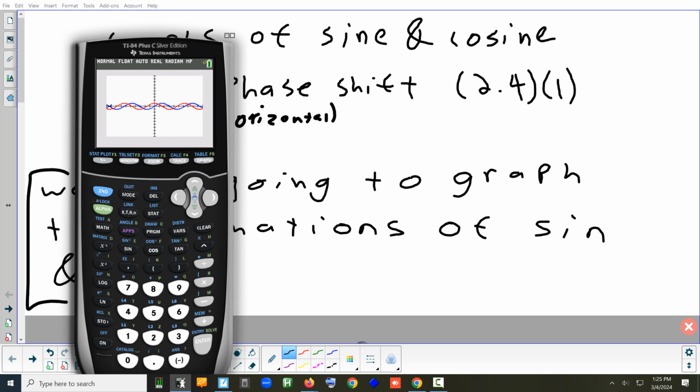The graph of tangent is not a wave. It has a pattern to it, like a repeating pattern. But it's not a graph you could draw without lifting your pencil and then putting it back down. Sine and cosine are what we call continuous. Tangent is not. So that's a graph that we don't look at.